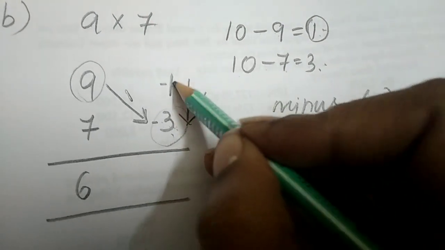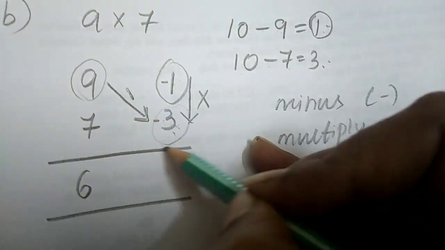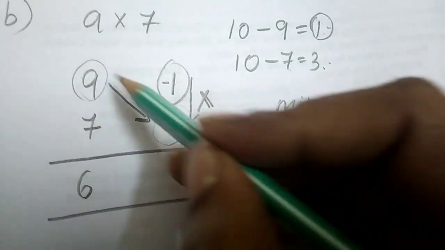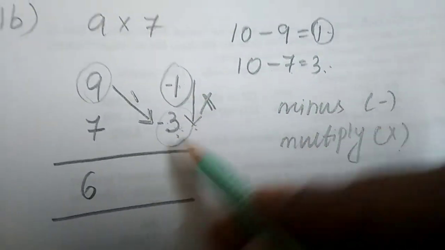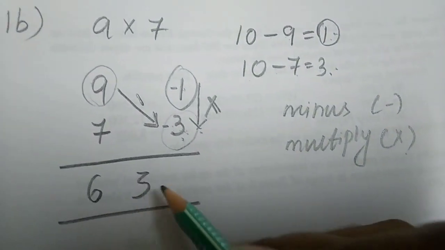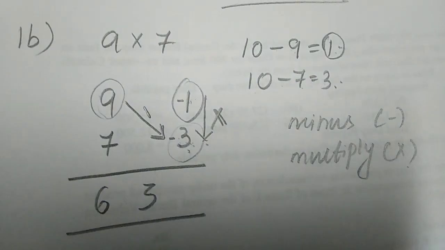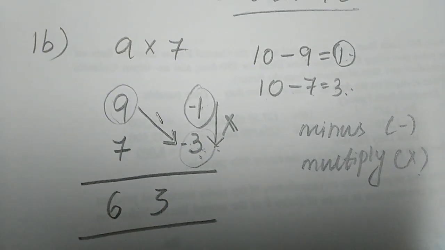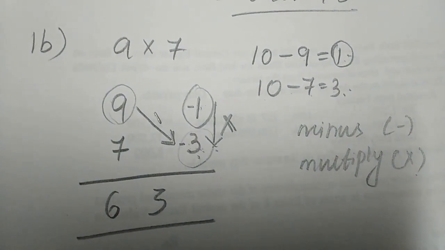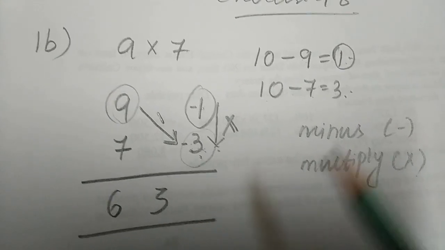Now, 1 into 3, whatever differences you got, you have to multiply. Here you have to subtract, here you have to multiply. 1 into 3, what is the answer? 3. So, 63. Got it? So, 9 into 7, 63. Can you tell me the 9's table? Yes, 9 7s are 63. So, got the answer? Hope you followed.